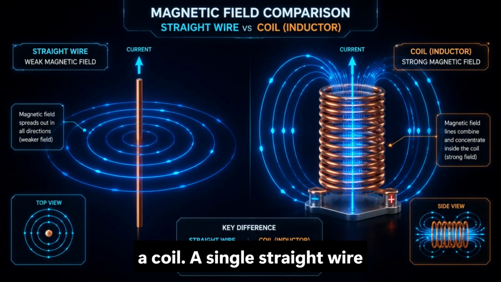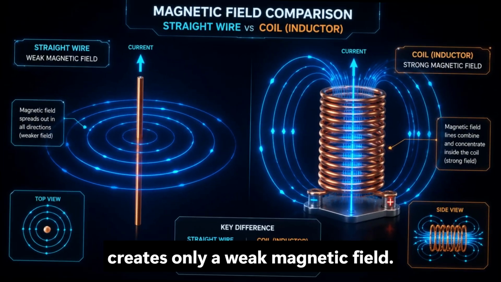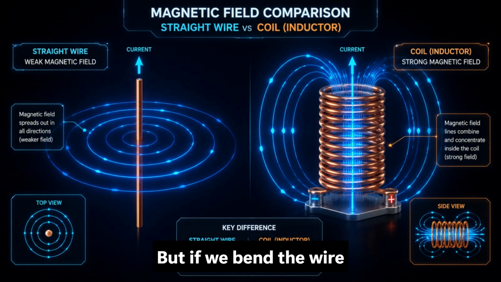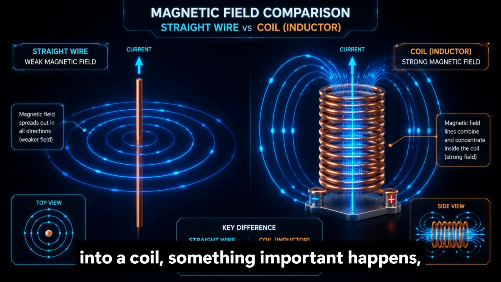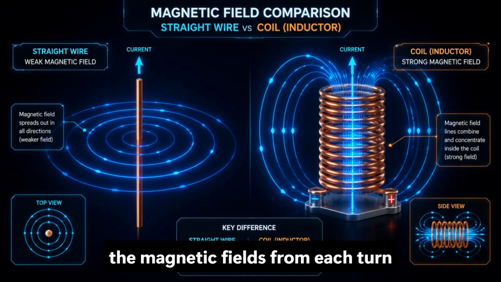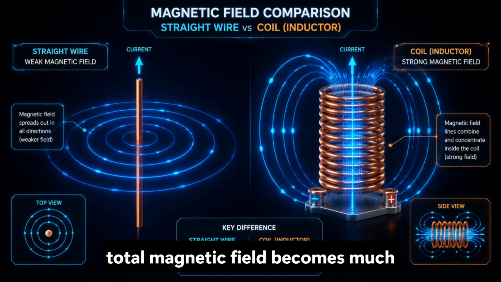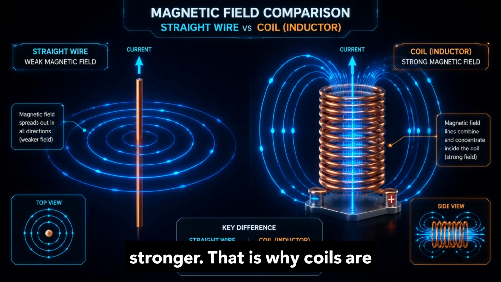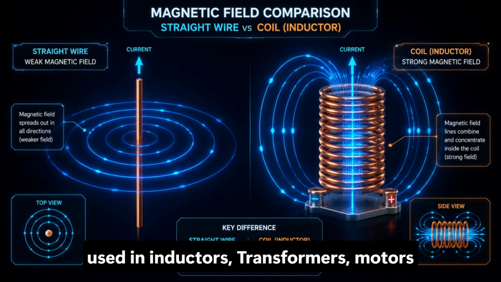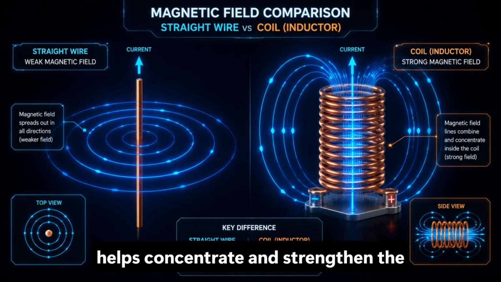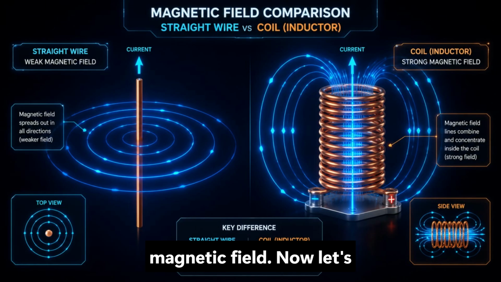Why we use a coil? A single straight wire creates only a weak magnetic field. But if we bend the wire into a coil, something important happens. The magnetic fields from each turn of the coil combine together. As more turns are added, the total magnetic field becomes much stronger. That is why coils are used in inductors, transformers, motors, and electromagnets. The coil shape helps concentrate and strengthen the magnetic field.